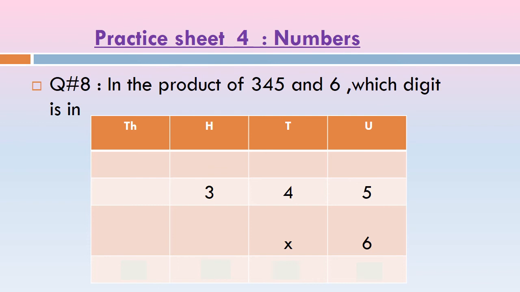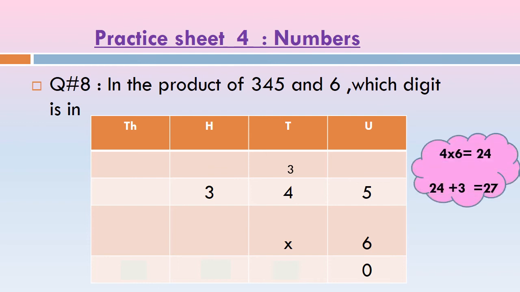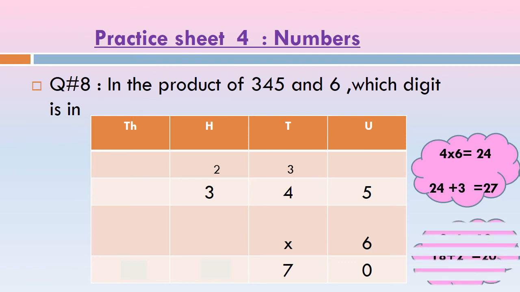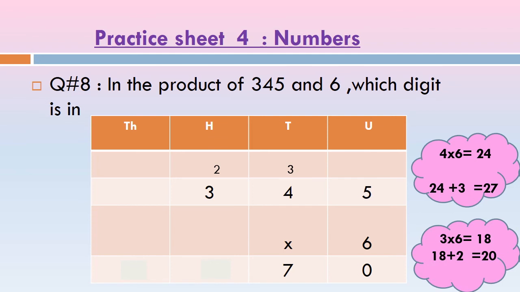6 5s are 30. We will write 0 below, and 3 will be given carry to the next digit, 4. Next, 6 4 times is 24, and by adding carry on it, 24 plus 3 is equals to 27. We will write 7 below, and 2 will be given carry to the next digit. Now we will multiply 6 with 3. 6 3s are 18, and by adding carry 2 in it, 18 plus 2 is equals to 20. We will write 0 below, and 2 will be given as carry to the next digit. And here, as there is no next digit, so 2 will become below as it is.